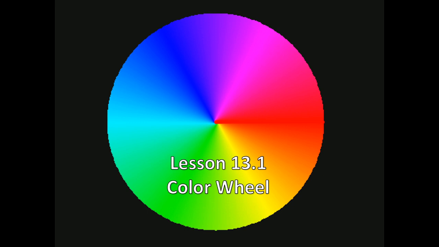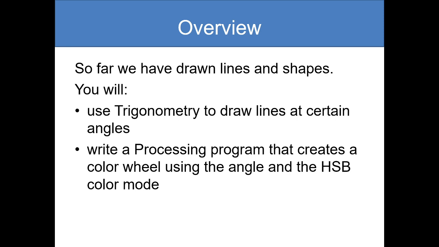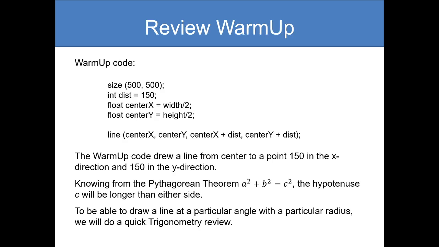So far, we've drawn a lot of lines and shapes, and today we're going to start using some trigonometry to draw lines at certain angles. In the end, we're going to be writing a program that creates a color wheel using the angle and HSB, which you'll remember is hue, saturation, and brightness. So a specific color mode that exists inside of processing. So this is what we should have been able to get from our warm-up.